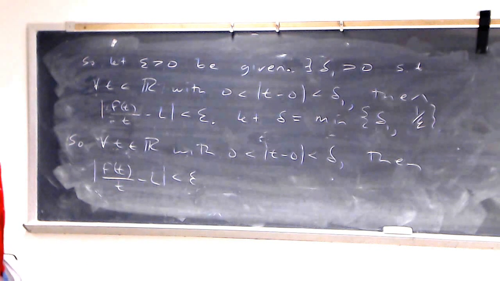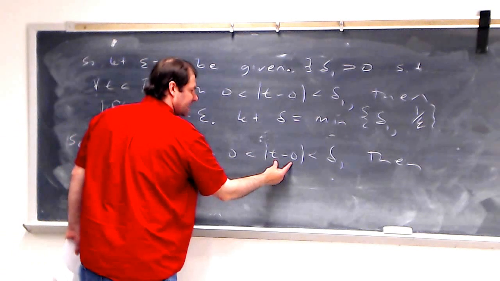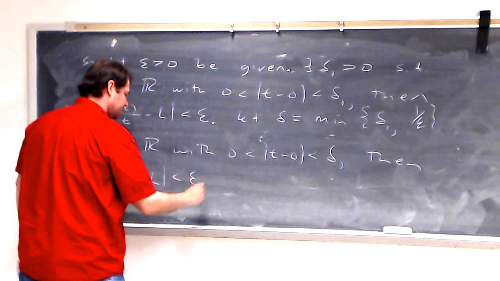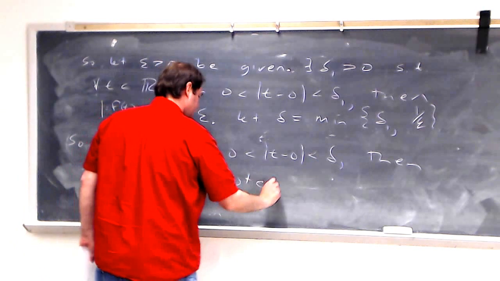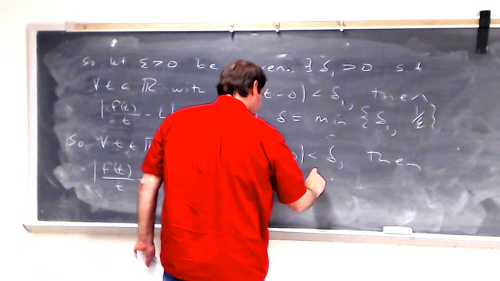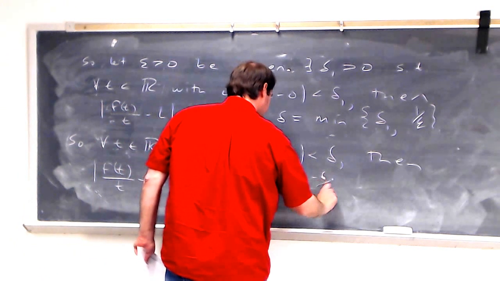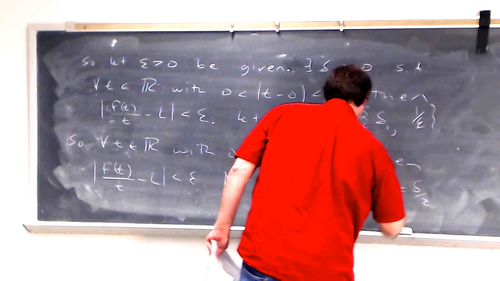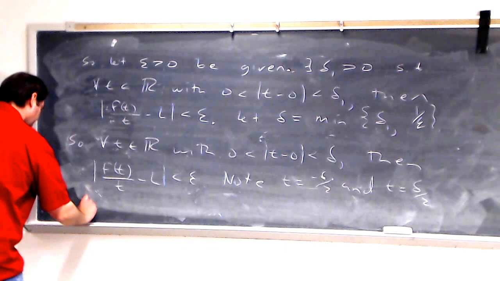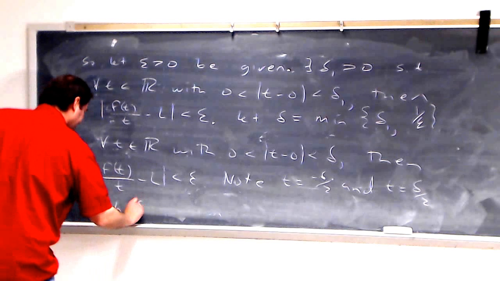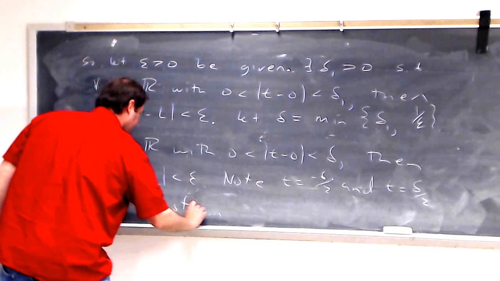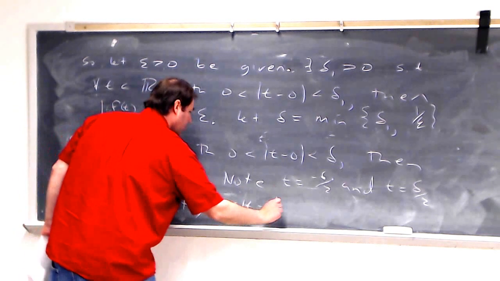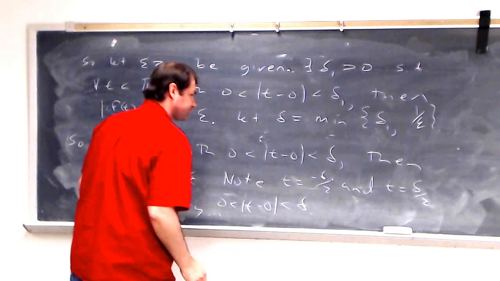Let's take a look at two particular t values whose absolute value is less than delta. So let's note t equal to minus delta over 2 and t equal to delta over 2 both satisfy that 0 is less than the absolute value of t minus 0, which is less than delta.